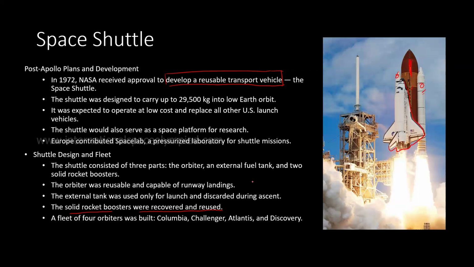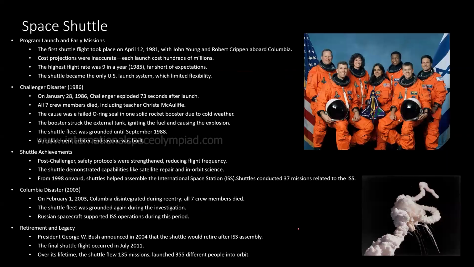And the names: there were actually 4 of them. One is called Columbia, then Challenger, Atlantis, and Discovery. These were the names of the 4 orbiters, or 4 space shuttles, they built. Then the space shuttle missions, I'm not going to explain completely. Two major disasters happened: the Challenger disaster and the Columbia disaster.